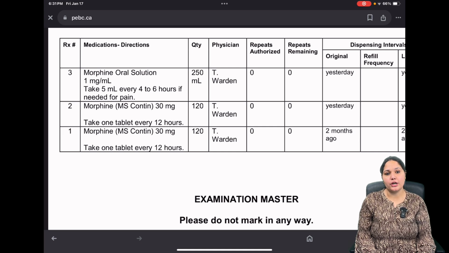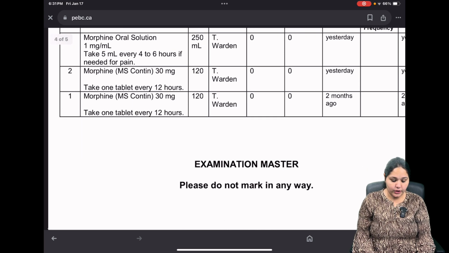So it's going to be partially unsolved. Make sure you explain to the patient as it is written on the prescription. Apart from that, you need to explain to the patient that he needs to continue the morphine MS Contin as he is taking it before.